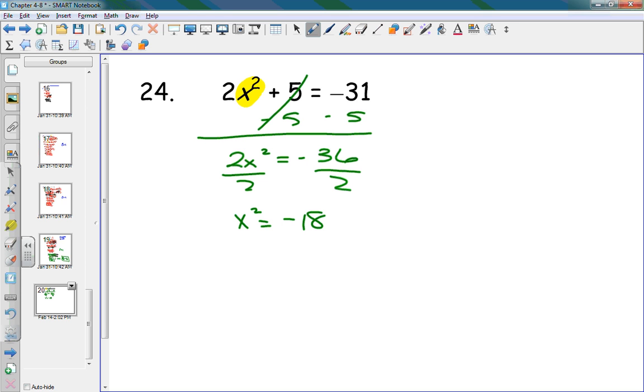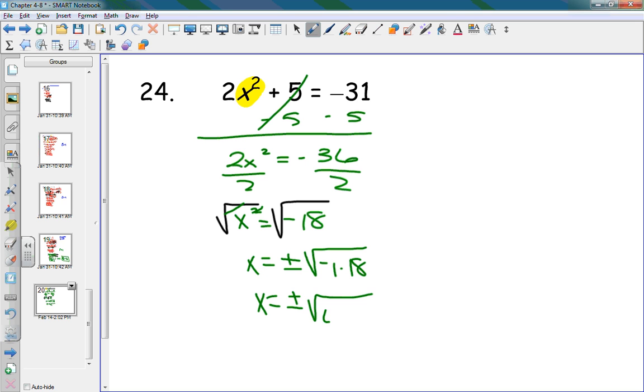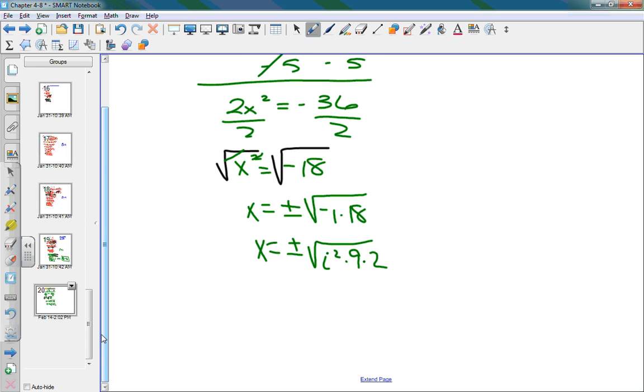Well, what would you do? Well, you would take the square root of both sides. If I take the square root of both sides, that cancels that out with x is equal to plus or minus. In this case, I'm going to have negative 1 times 18. Well, what's negative 1 equal to? i squared times 9 times 2. This comes out as an i. This comes out as a 3 to give me x is equal to plus or minus 3i square root of 2.